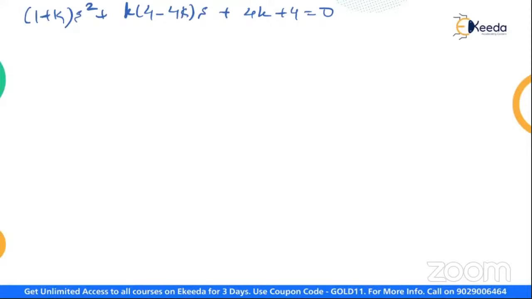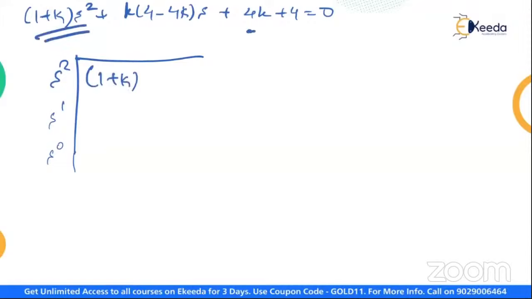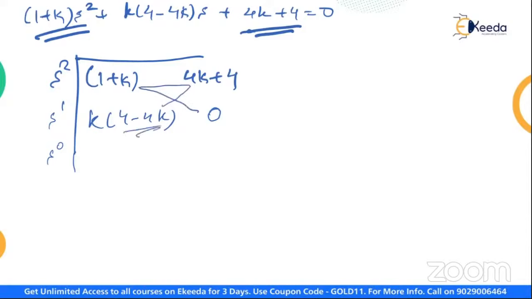Yes, you take the highest power, put it here, and then keep on solving. See here. Let us solve that. So this is s squared, s to the power 1, s to the power 0. What is the s squared coefficient? 1 plus k. And then alternate. Alternate is how much? 4k plus 4. And here s to the power 1 will have the coefficient k into 4 minus 4k. Correct or not? Yes, sir. Now, here you have got nothing, so this is going to be 0. Now, just simply use our same formula. What is that? This into this minus this into this upon this. If you do that, you get 4 into k plus 1.